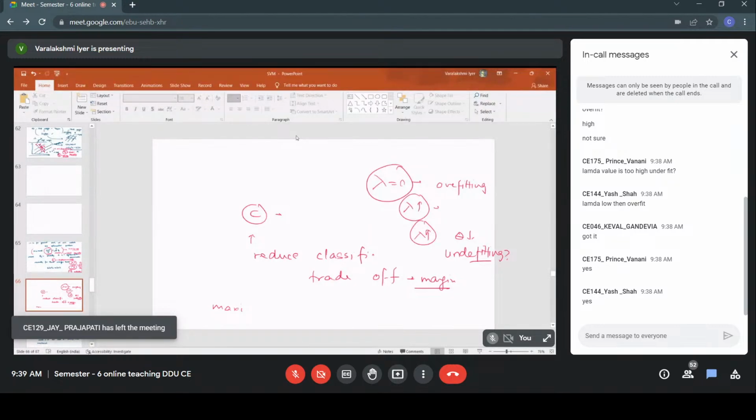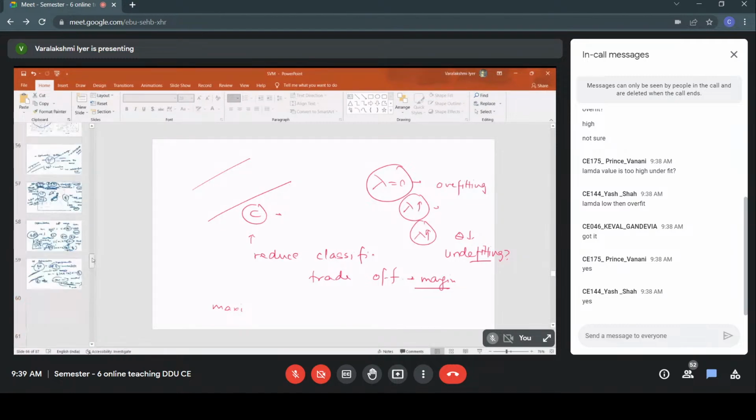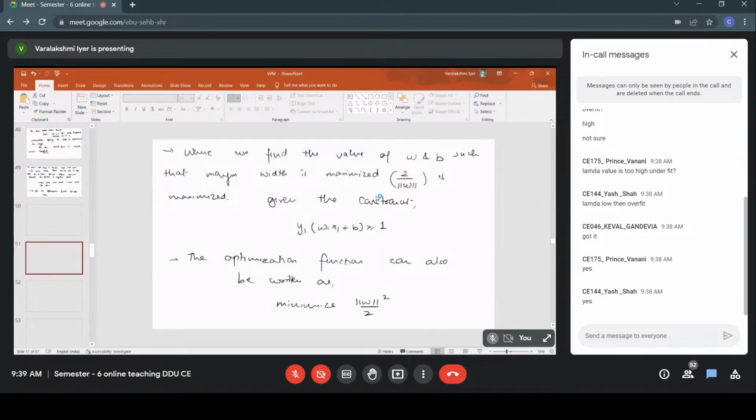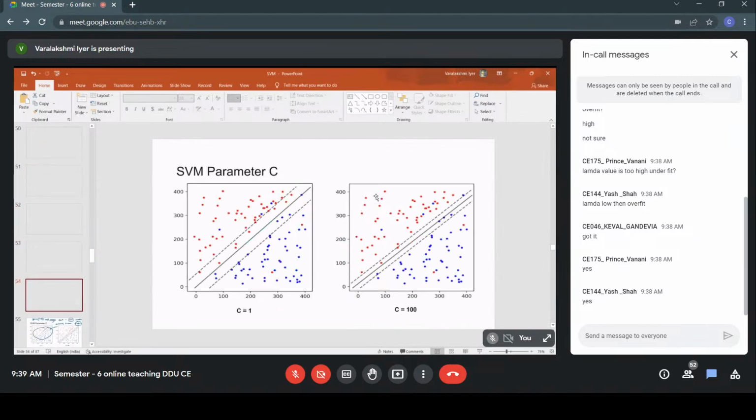But for example, if the value of C is very high, let us see just one diagram that I had pasted over here. Okay, C. For example, if the C value is very low, then we are trying to maximize the margin. That is, we are trying to minimize W square by 2, and the slack value will not have much impact on this. That's why the margin value is higher.